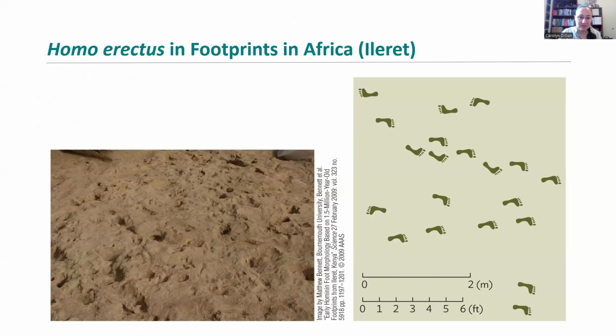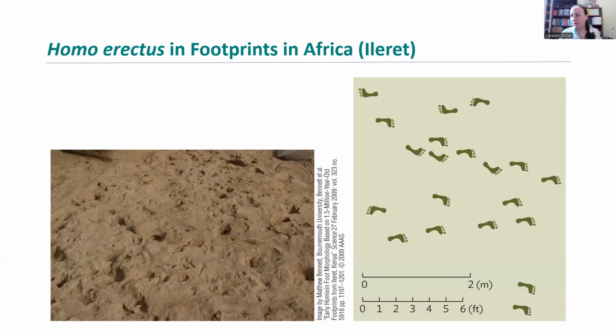But the important reason why we're talking about Illeret today is to talk about those footprints. So you have the schematic of the footprint pattern, and you can see that unlike Laetoli, where it's just a trail of hominins walking in a straight line, these are kind of all over the place. So it appears as though there was a Homo erectus population, certainly more than one, just kind of walking around in the soft mud on the shores of the lake.